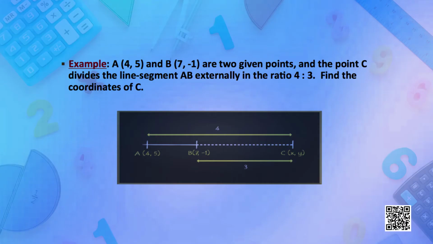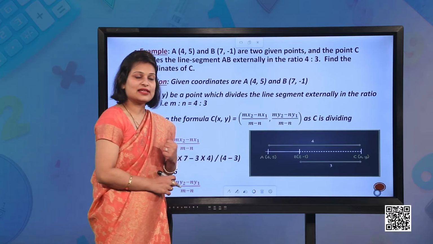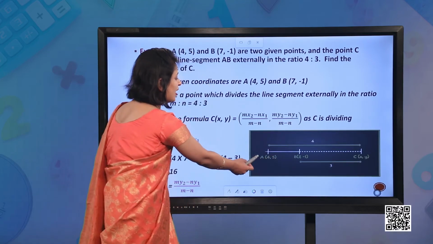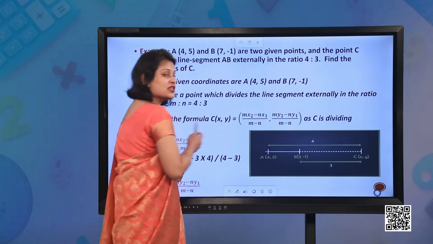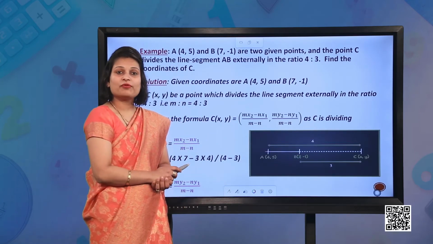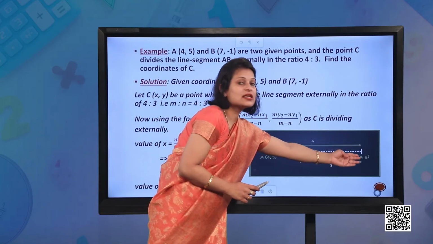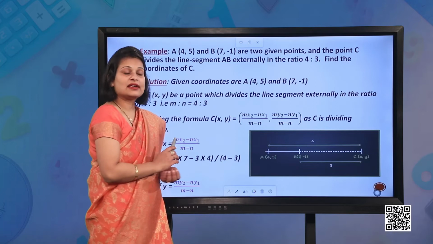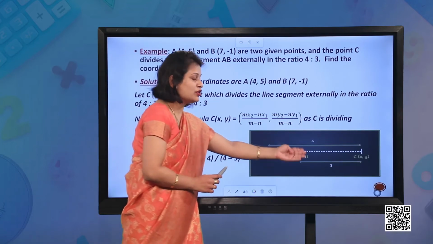Now, we will understand it with the help of an example. A(4, 5), B(7, -1) are two given points and the point C divides the line segment AB externally in the ratio 4 is to 3. We need to find out the coordinates of C. So, we have considered a line segment AB whose points are (4, 5), (7, -1). We need to find out the coordinates of point C, which I have taken as x, y. Now it is dividing the line segment externally in the ratio 4:3.